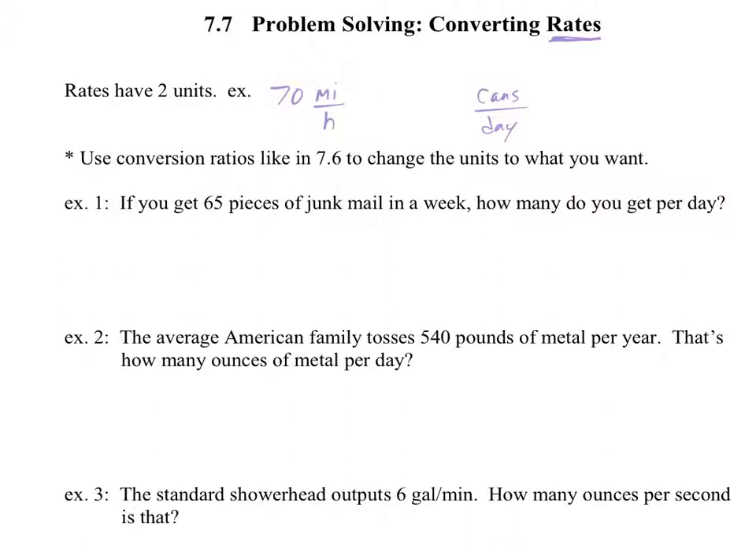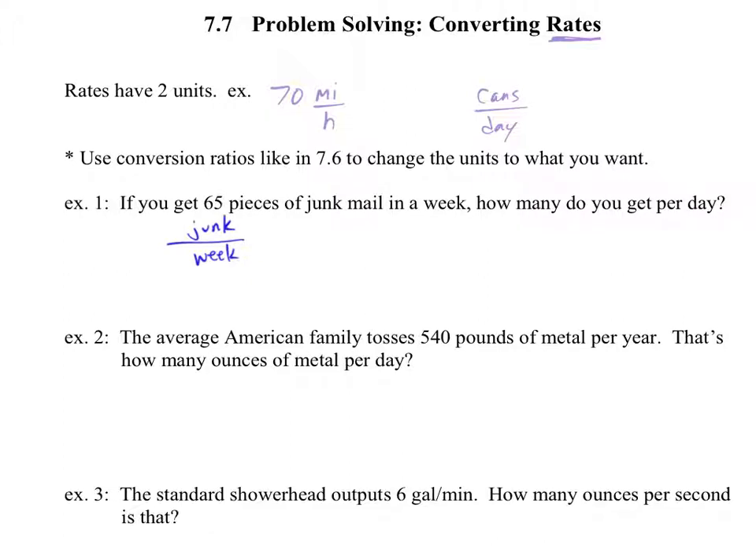But okay, example 1, let's just do a couple of these. You get 65 pieces of junk mail in a week. As I said before, the first step is to write it as a fraction. So you could do junk per week. You want to do that? Yeah. So junk per week. And where do I put my 65? Does that go top, bottom? Go for it. It goes in the middle.